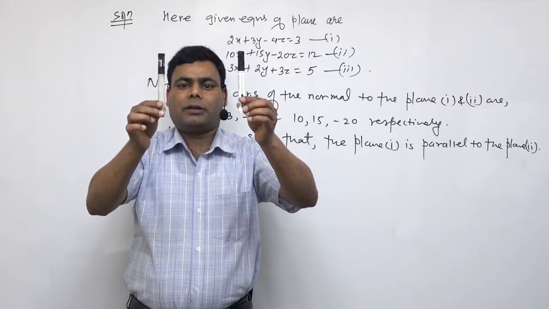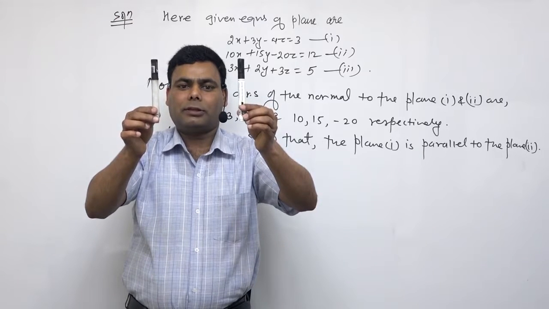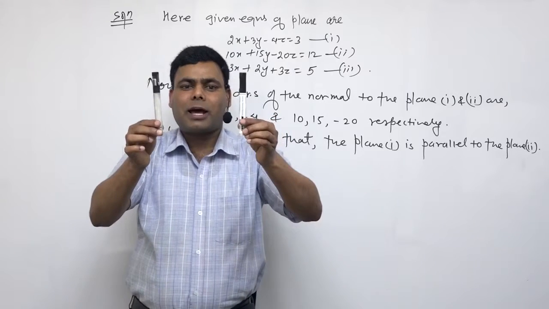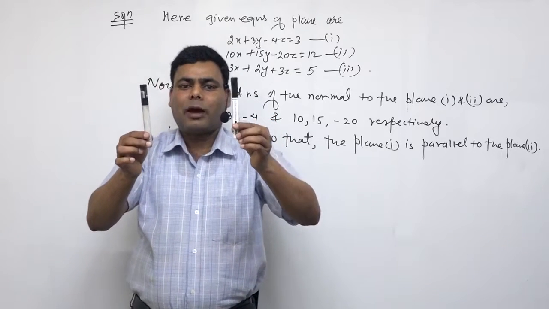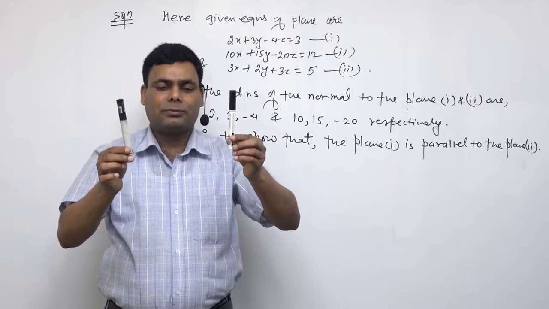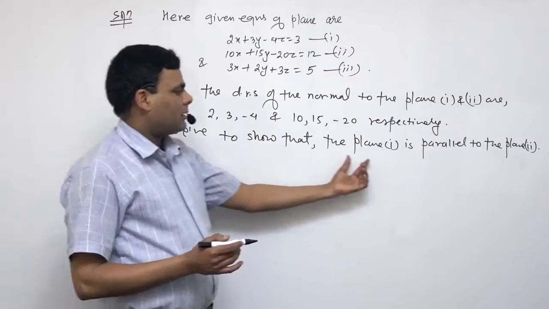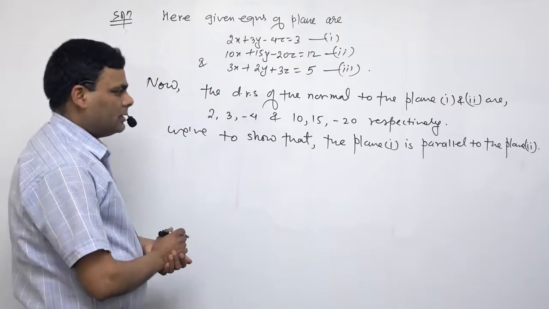In this way, if two planes are parallel to each other, then normals to these planes are also parallel. And if two lines are parallel, then we have the relation A1 by A2 equals B1 by B2 equals C1 by C2. We have to show that the plane 1 is parallel to plane 2.